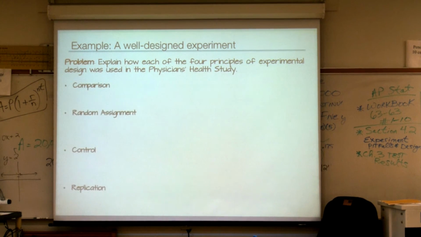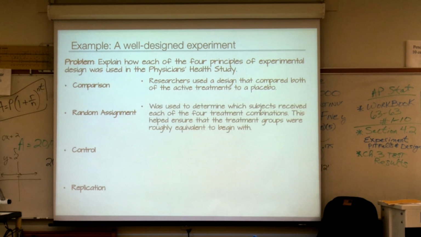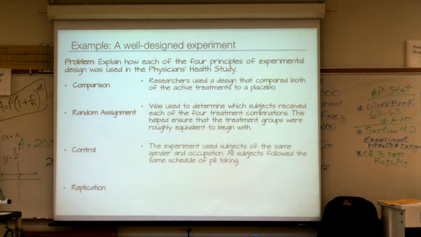Now you'll recall the 4 different principles are comparison, random assignment, control, and replication. For comparison, we note that researchers used a design that compared both of the active treatments to a placebo. For random assignment, we note this was used to determine which subjects received each of the 4 treatment combinations. This helped ensure that the treatment groups were roughly equivalent to begin with. The experiment used subjects of the same gender and occupation, and all subjects followed the same schedule of pill taking, so this experiment does have an element of control.